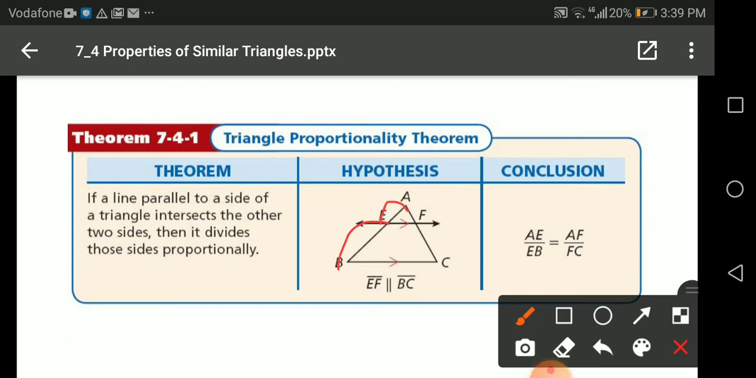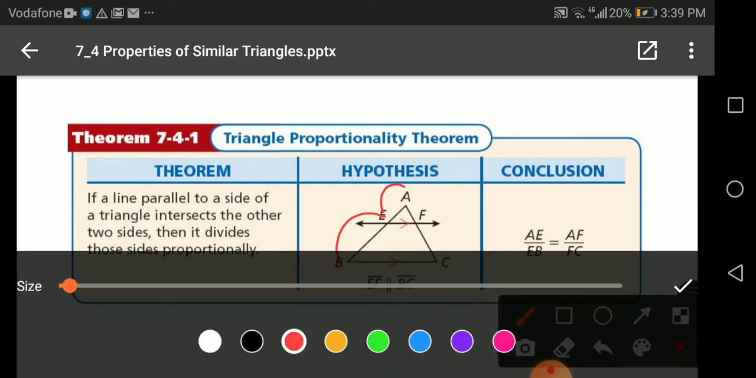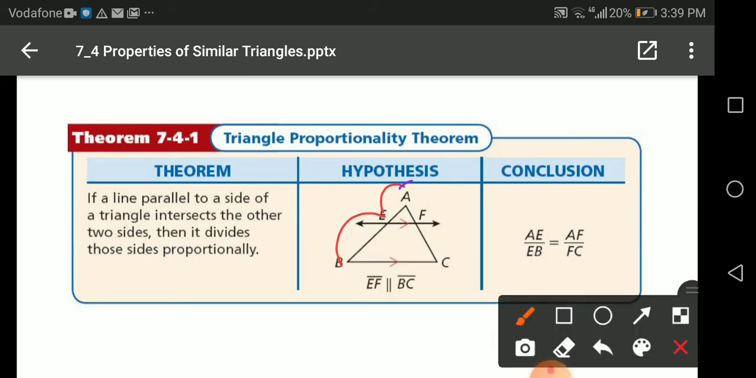This means that AE over EB equals, I want to show you, AF over FC. So AE over EB is the same as AF over FC.